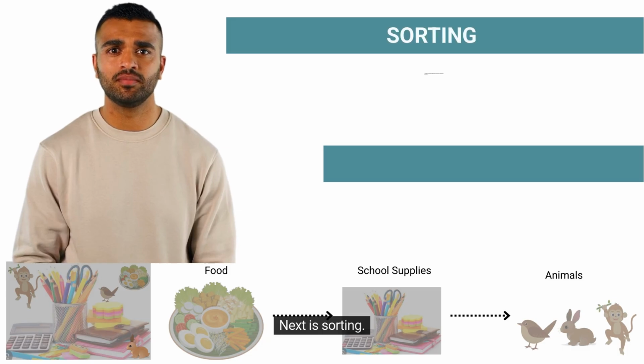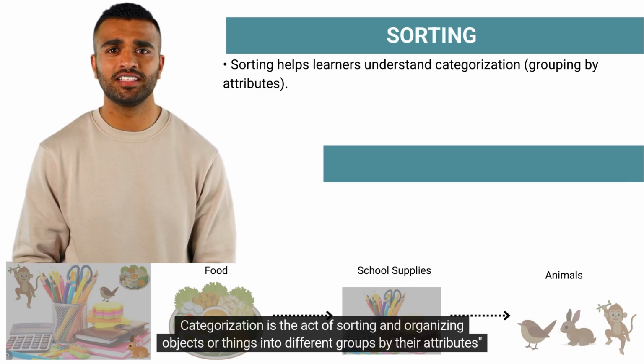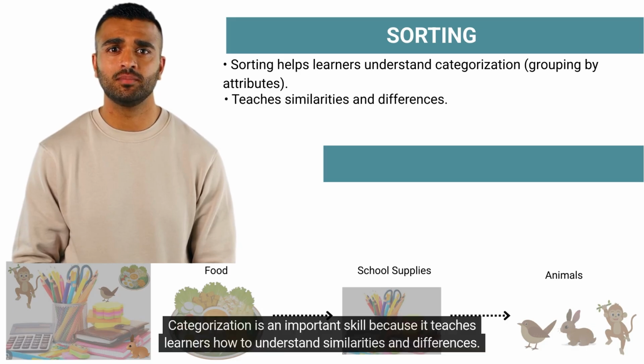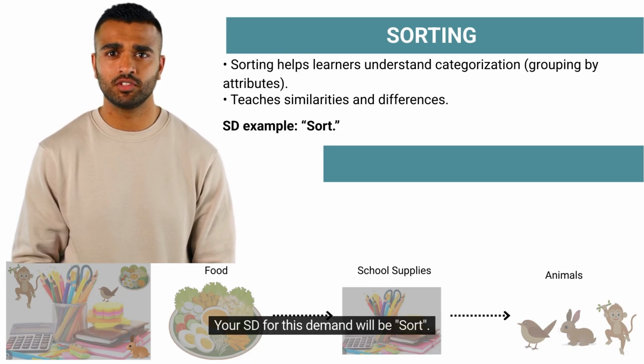Next is sorting. Sorting is an important skill to teach because it supports learners with understanding categorization. Categorization is the act of sorting and organizing objects or things into different groups by their attributes. Categorization is an important skill because it teaches learners how to understand similarities and differences. Your SD for this demand will be sort.